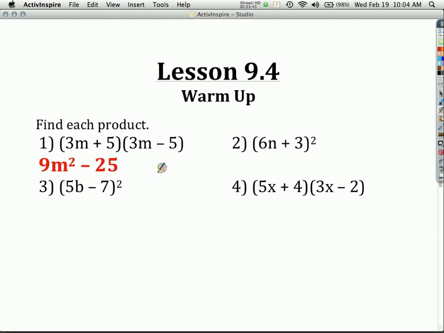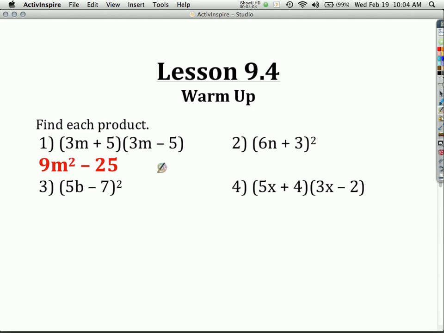9m squared minus 25. Could I have a volunteer tell us what this situation is called? What is this situation called? Kayla? It's called the sum and difference pattern. Very, very good. Number two, what did we get?